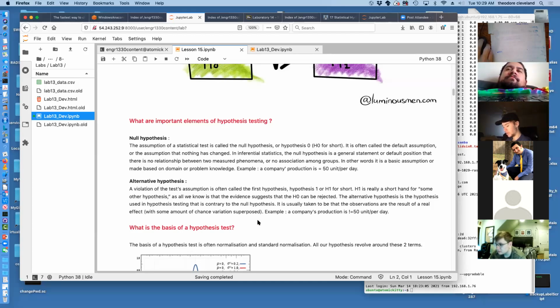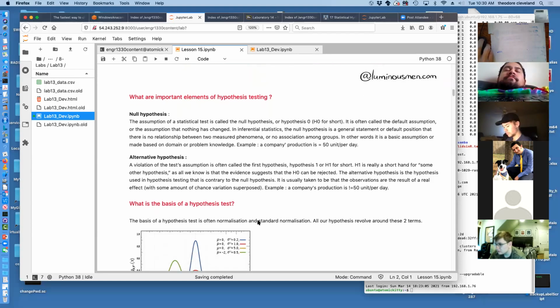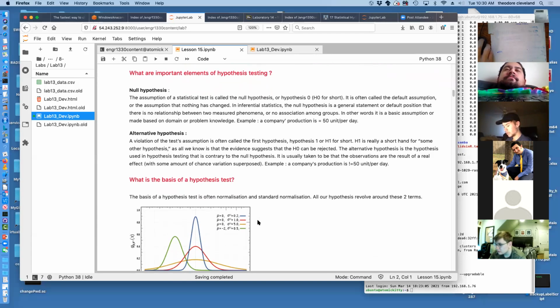Example, a company's production is 50 units per day. Might be a null hypothesis. An alternative hypothesis, often called the first hypothesis, or H sub 1 for short, is the some other hypothesis.